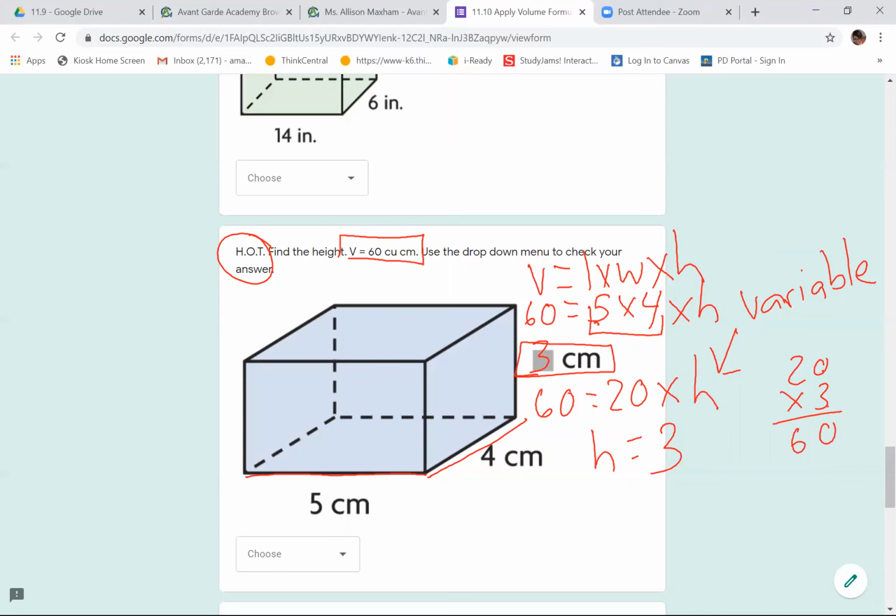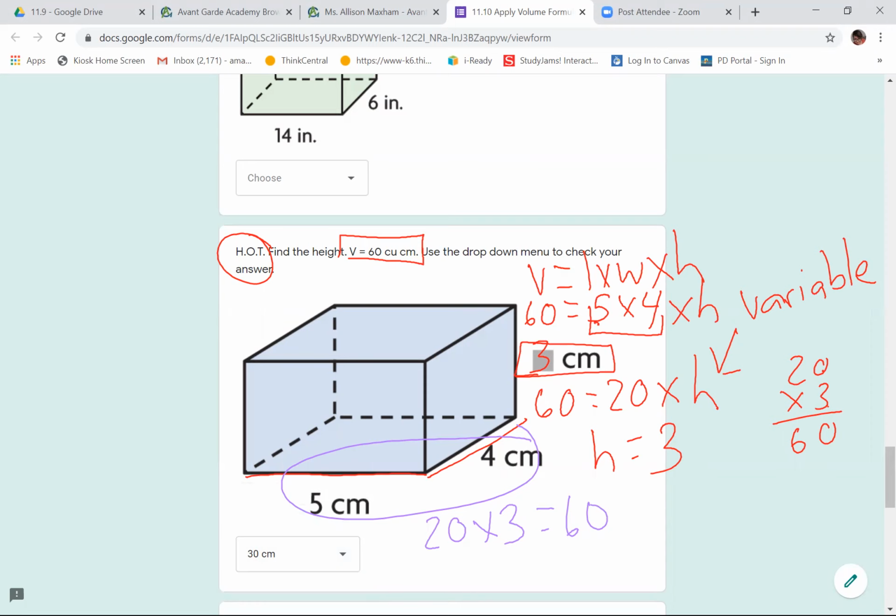Let's see. Let me get a different color here. Okay. We've got 5 times 4 is 20. Where's my pen? There it is. Is 20, right? That's my base. And 20 times 3 is 60. So you know what it looks like I did? I might have made a mistake with my drop-down menu. I put 30 centimeters. So I wonder if this is the mistake or if this is the mistake and it's supposed to be 600 cubic centimeters.